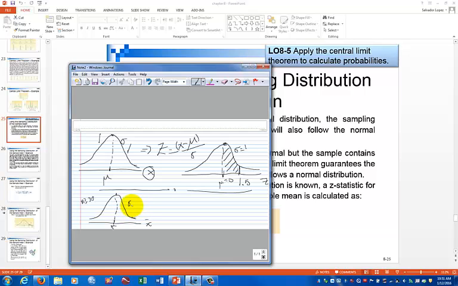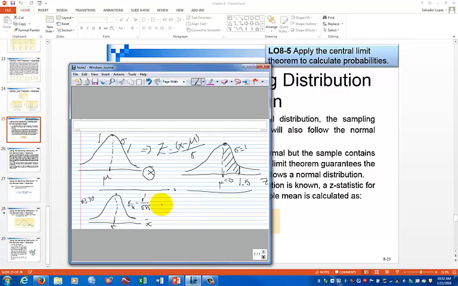And the standard deviation of this sampling distribution of the means, sigma x bar, is defined as sigma over the square root of n. And of course, remember, sigma is the population standard deviation.